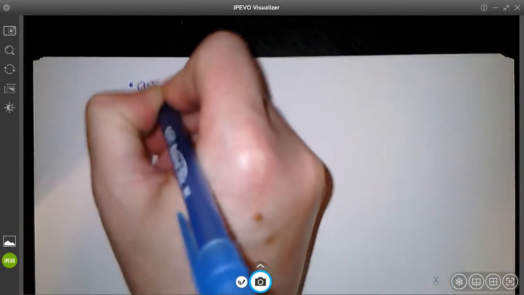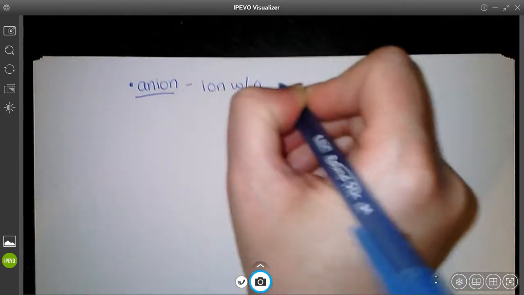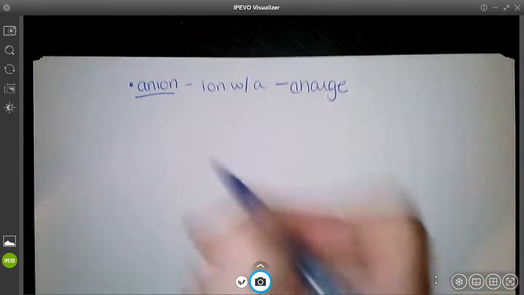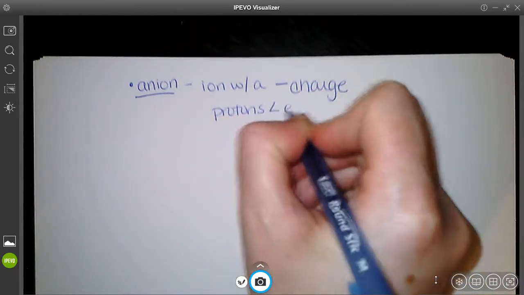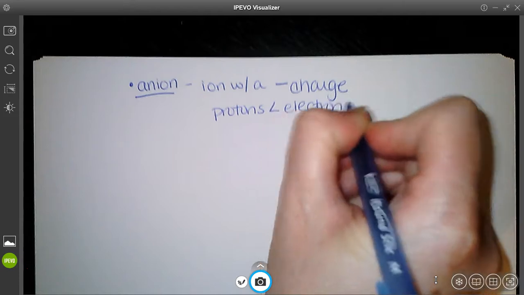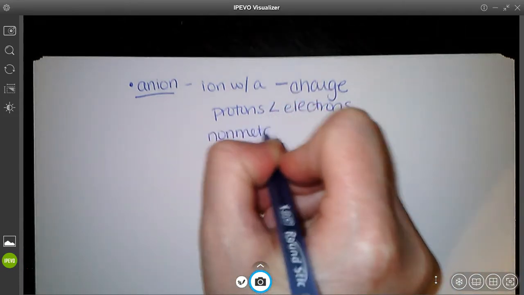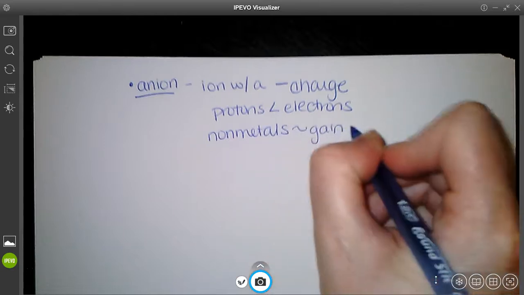The other type of ion we have is an anion. An anion is an ion with a negative charge. This happens when the protons are less than the electrons. These are generally going to be nonmetals because they like to gain electrons.